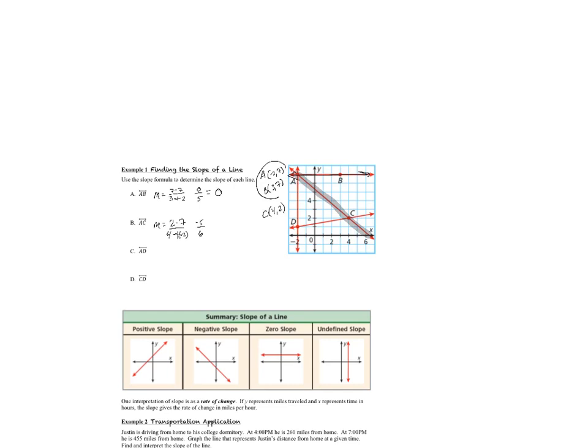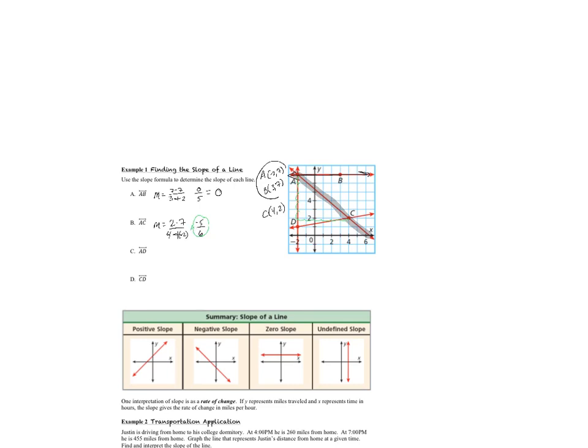And we can check this one. If we just count rise over run, so going down 1, 2, 3, 4, 5. So down 5, negative 5. To the right, 1, 2, 3, 4, 5, 6. To the right is positive 6. So M equals negative 5 over 6 is correct.